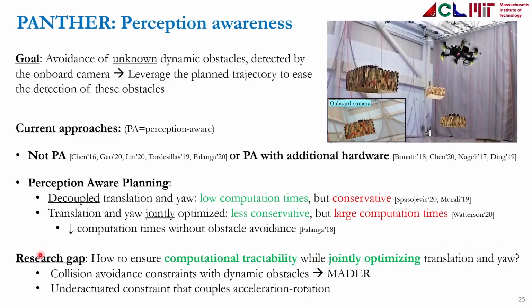So there are two reasons why this problem can become computationally intractable. The first one is because of the way we are imposing collision avoidance constraints with dynamic obstacles. But the good news here is that we can actually leverage MINVO, which is the algorithm I have explained before, to be able to perform this obstacle avoidance with dynamic obstacles. Then, the second reason why this problem can become computationally intractable is because of the way we are imposing the underactuated constraint that couples acceleration and rotation.